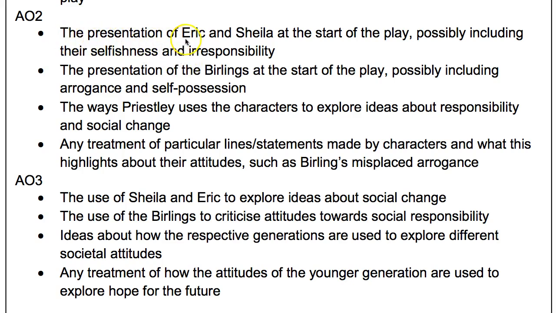So the first bullet point is just about Eric and Sheila's character. The second bullet point is just about Birling's character. But now we get into the ways Priestley uses the characters to explore ideas about responsibility and social change. And so this is a big clue that if you use those keywords, whatever the essay, the play is always going to be about that. And so commit those words to memory, use them in your answer. Any treatment of line statements made by the characters and what this highlights about their attitudes, that again is about character.